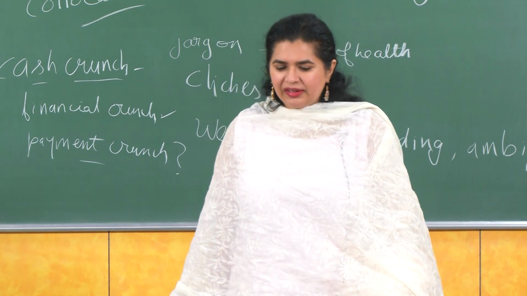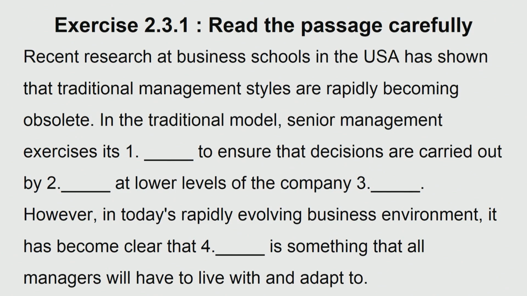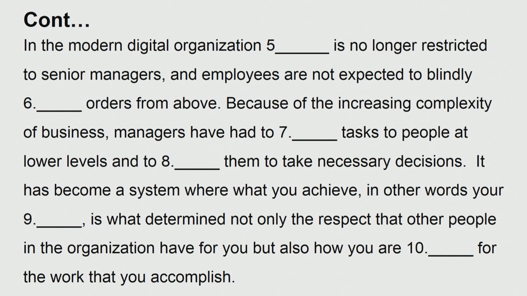Now, let us move on to another exercise and read the passage carefully. Recent research at business schools in the USA has shown that traditional management styles are rapidly becoming obsolete. In the traditional model, senior management exercises its dash to ensure that decisions are carried out by dash at lower levels of the company. Dash, however, in today's rapidly evolving business environment, it has become clear that dash is something that all managers will have to live with and adapt to. It continues: in the modern digital organization, dash is no longer restricted to senior managers, and employees are not expected to blindly dash orders from above.